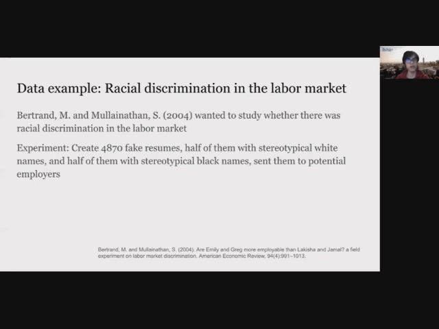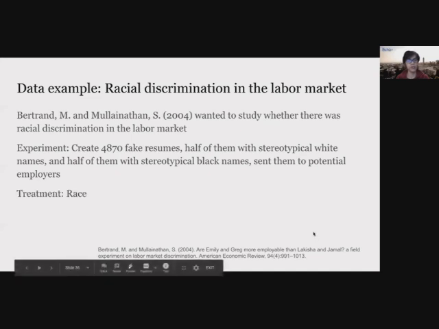They created 4,800 or so fake resumes. For half of them, they put names that were stereotypically white, like Emily and Greg. And for the other half, they labeled them with names that were stereotypically black, like Lakisha and Jamal. The names were randomized in this fashion. Then these resumes were sent to potential employers, and the authors waited to see if they got callbacks from the employers for all of these resumes.